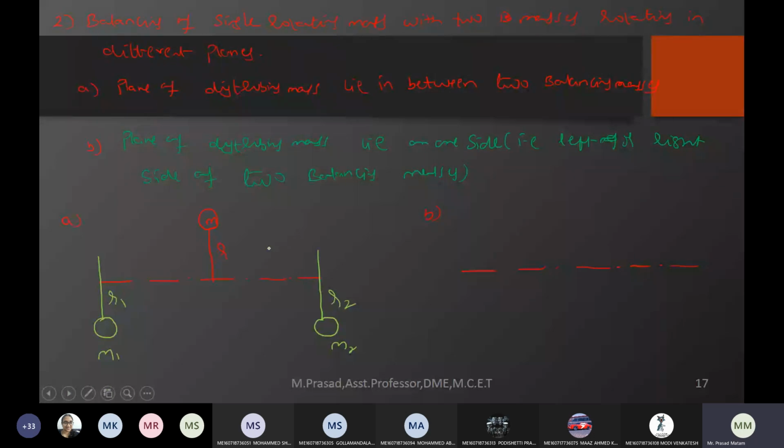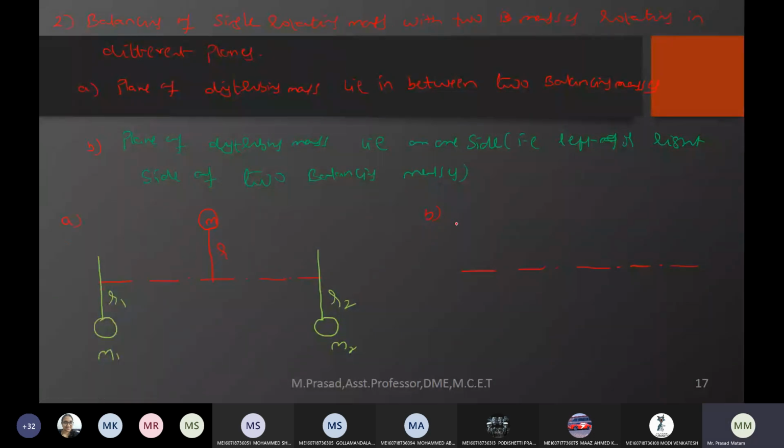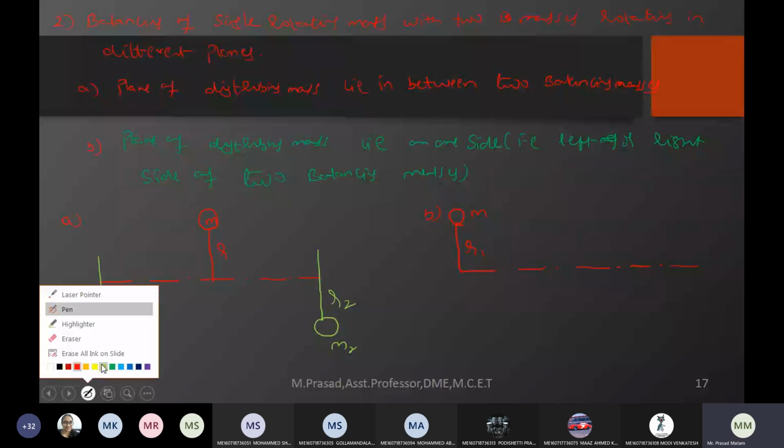Now the second case is the plane of disturbing mass lying on one side, that is left side or right side, of the two balancing masses. Let me take my disturbing mass on the left side here. I want to keep my disturbing mass here. This is my disturbing mass M, located at radius r1. And where are my balancing masses here? Somewhere else here. Let me keep my balancing masses.